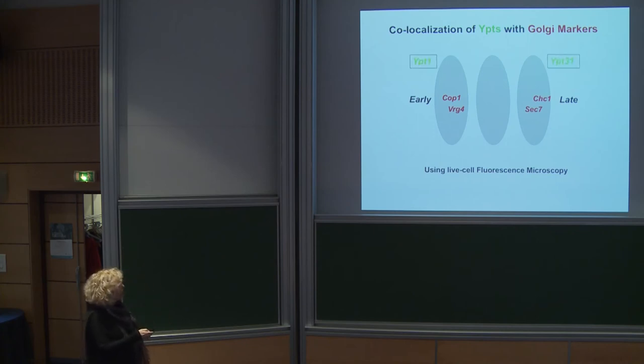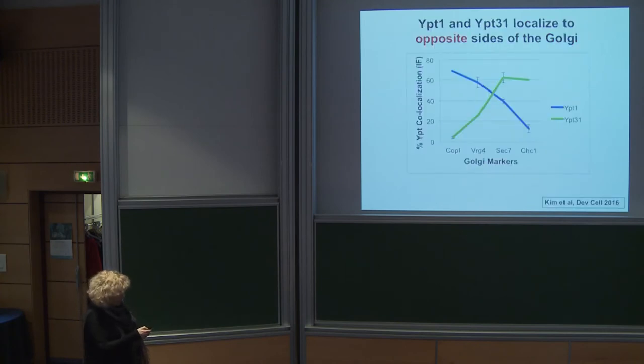And then we made the YPT1 or YPT31 in green, and we looked at the co-localization. We confirmed everything that we saw by live cell and also by immunofluorescence microscopy. So the answer was that now, when we did it very thoroughly, they actually localized to opposite sides of the Golgi. YPT1 is starting early, with very low level in the late compartments. YPT31 is the opposite.